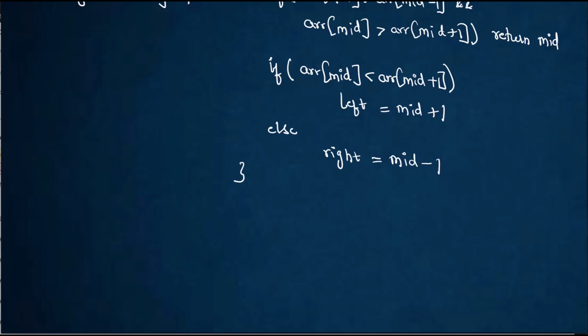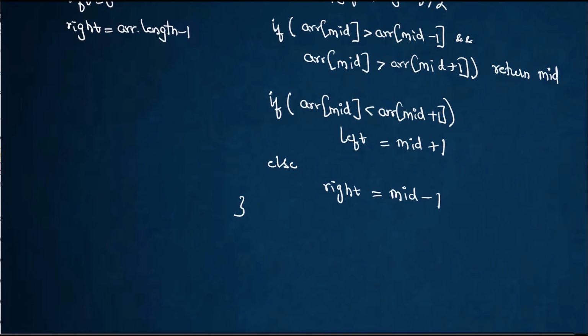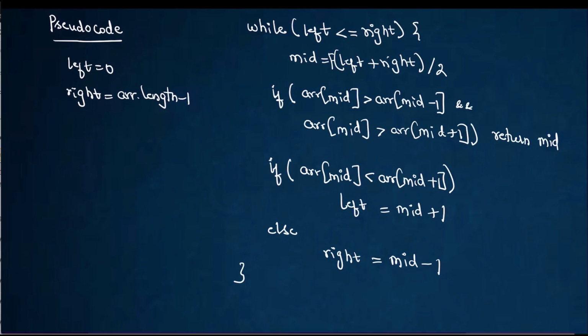And the problem says we for sure will have one mid index, which is peak. So we don't have to write anything outside this while loop. So we will at some point find the mid element here and reach this return mid line. So let's run this on Leetcode.